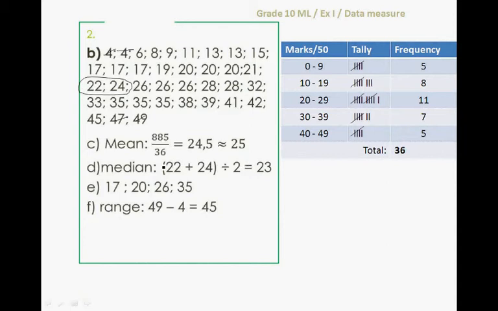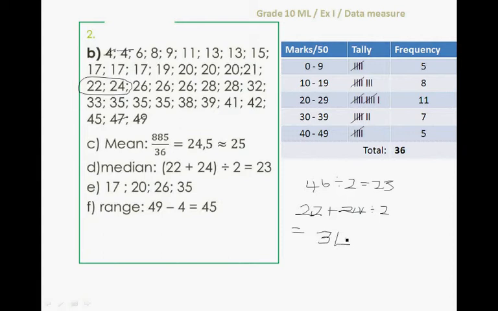But now you have to be careful. You first have to add these two values, so you get 46. That you have to divide by 2. If you simply put into your calculator 22 plus 24 divided by 2, you are going to get 34 as an answer.